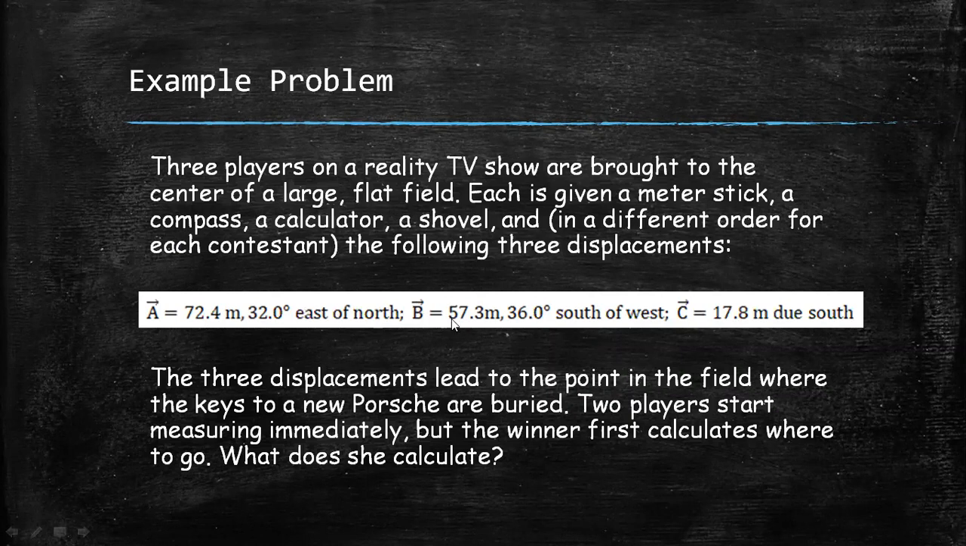Vector B, 57.3 meters, 36 degrees south of west. Vector C, 17.8 meters, due south. The three displacements lead to the point in the field where the keys to a new forge are buried. Two players start measuring immediately, but the winner first calculates where to go. What does she calculate?